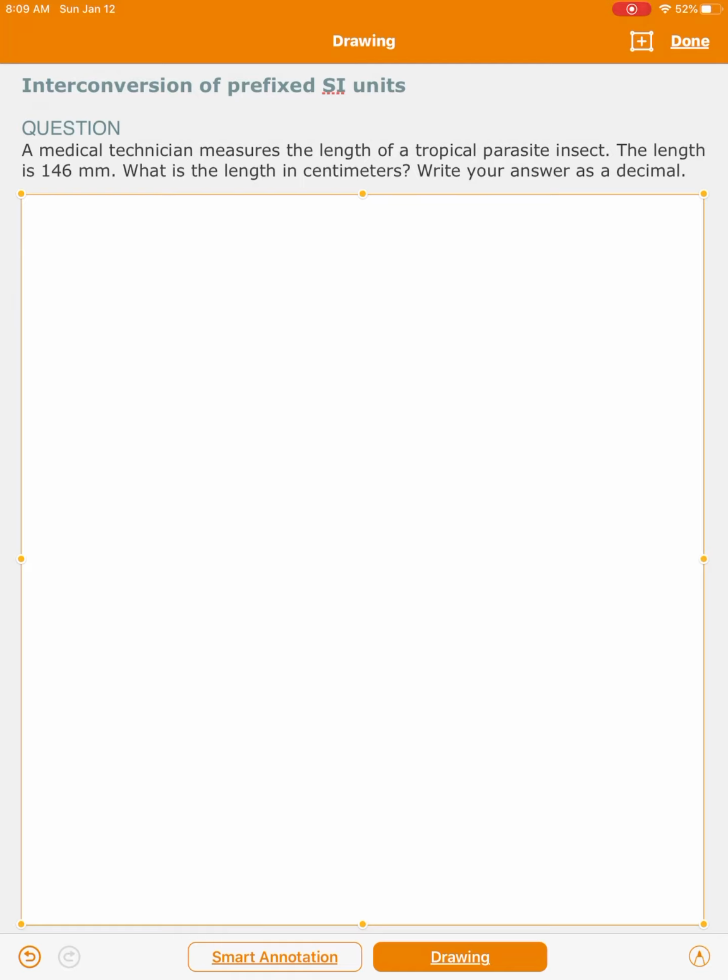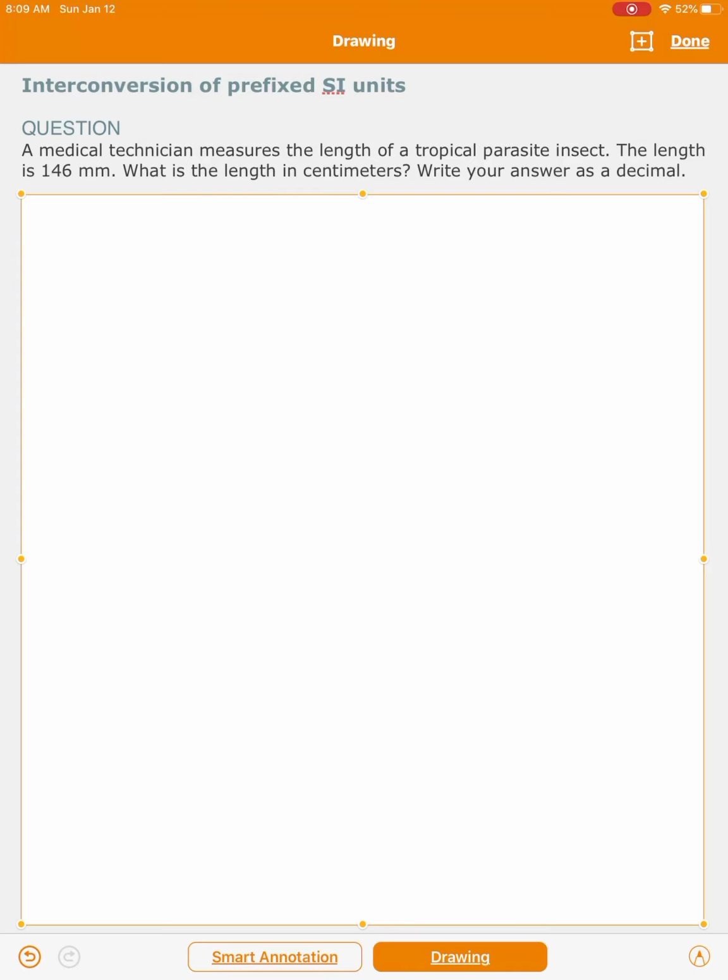So in the question it says a medical technician measures the length of a tropical parasite insect, and the length is 146 mm. That's millimeters. What is the length in centimeters? And then write your answer as a decimal.